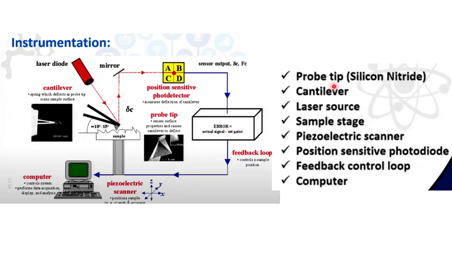So the first one is the probe tip, and of course it must be very hard. So silicon nitride or silicon carbide, sometimes silicon itself is also used. This small triangular part is made of silicon nitride or silicon carbide. There is the cantilever, there is the laser source. Why do I need the laser source? Because depending on the deflection or bending, the radiation coming from the laser diode, after the mirror, I get through the photo detector.